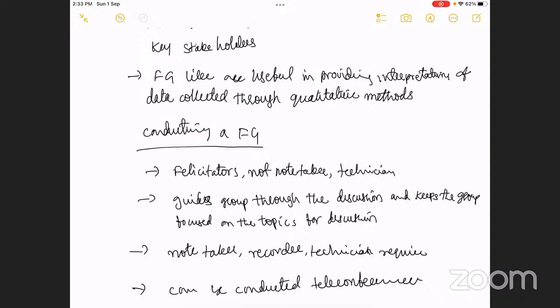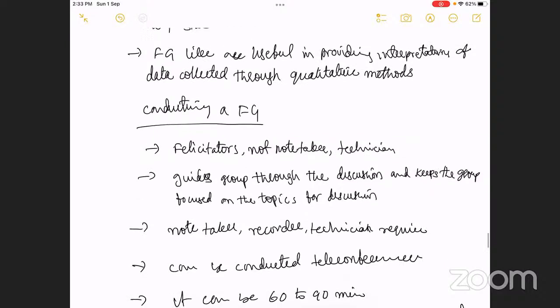If they're fighting over one question, what do you do next? Instead of fighting over one question for hours together, lead them to another question, so that you get the group to divert to the second question, and so on, whatever information you require. As a facilitator, you need to ask the questions as a moderator. For this, you need to have a note taker as well as a recorder.